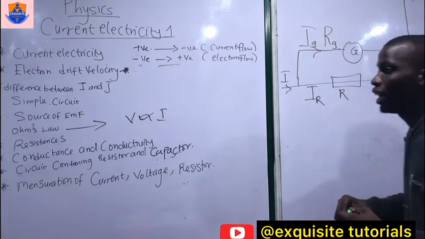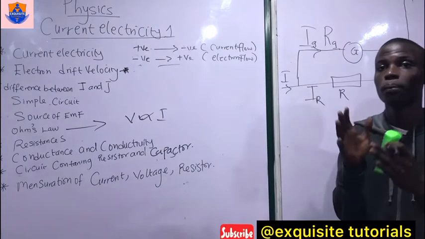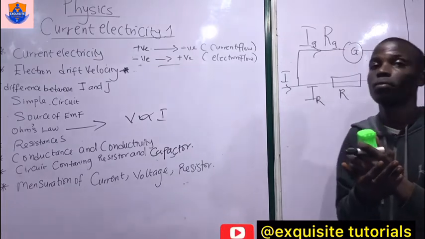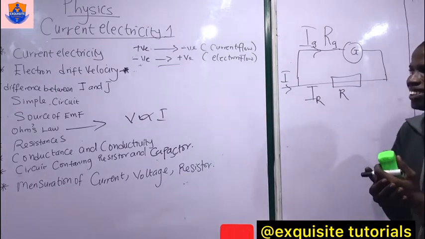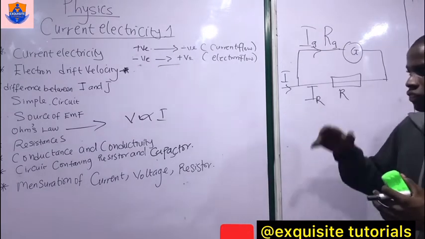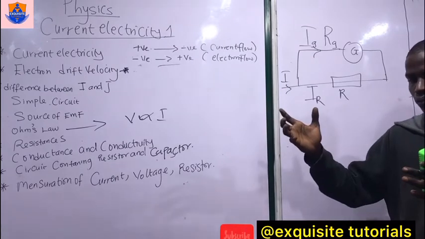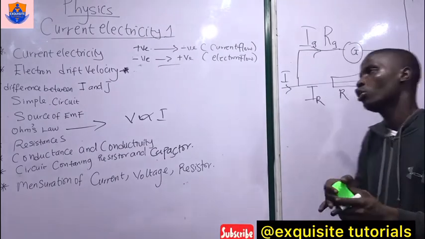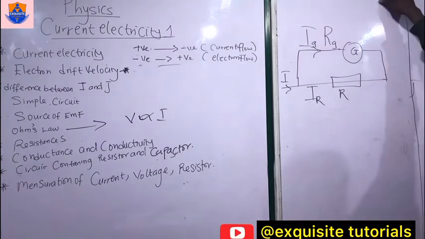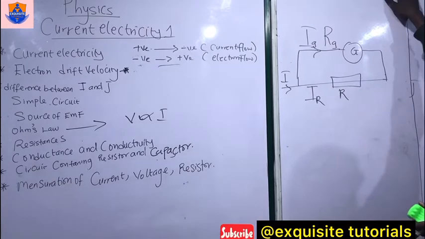Now, I didn't talk about series and parallel connection of resistors, but since you are just trying to gain knowledge from this class, definitely you would have known how to calculate for a series and parallel connection of resistance. So now, seeing this circuit, this is called a shunt circuit.